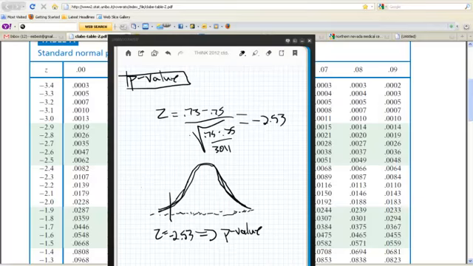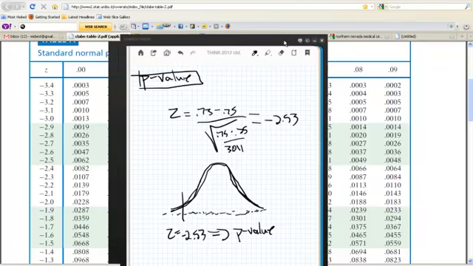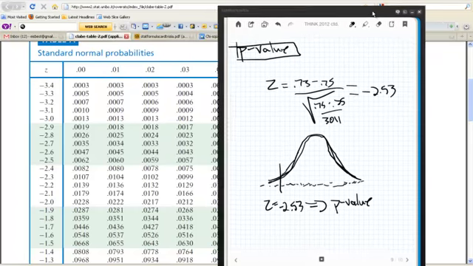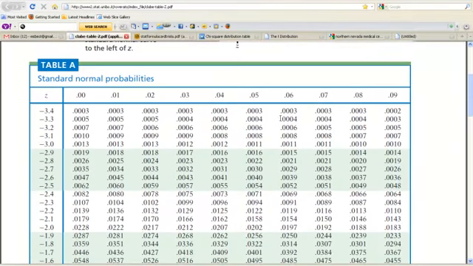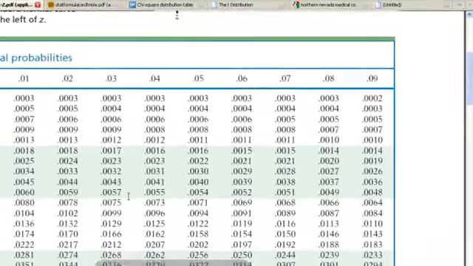I'm going to go over to my curve. All right, let's get over to my curve. We're on the standard normal. And we're going to figure out, let's see, negative 2.5 and negative 2.53, 0.0057.